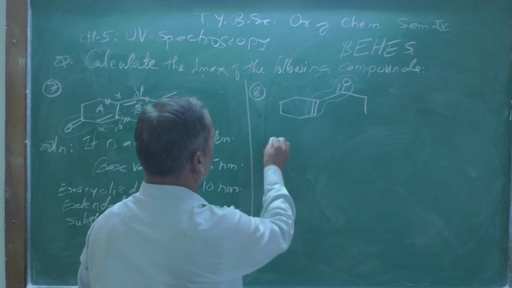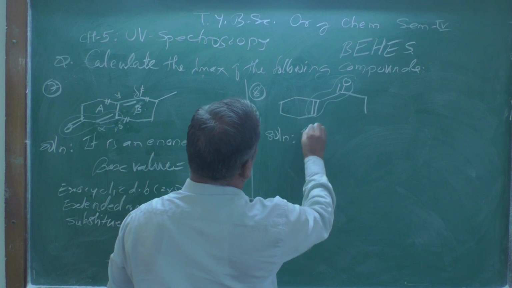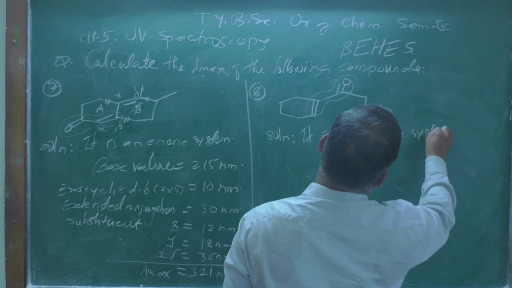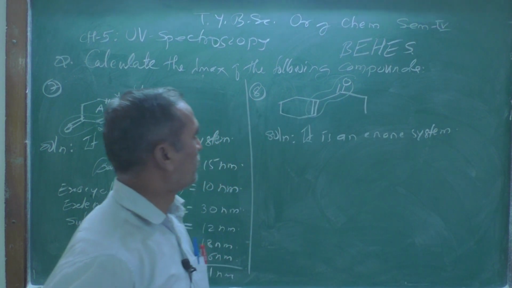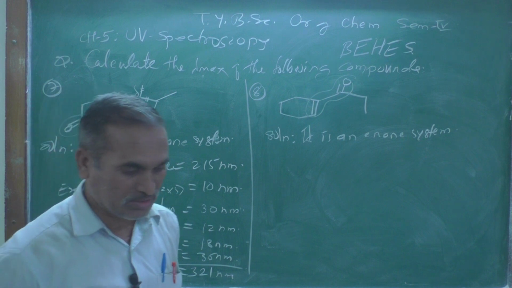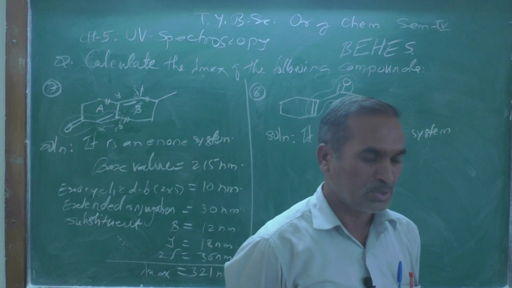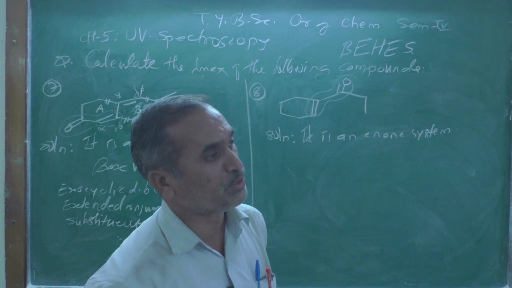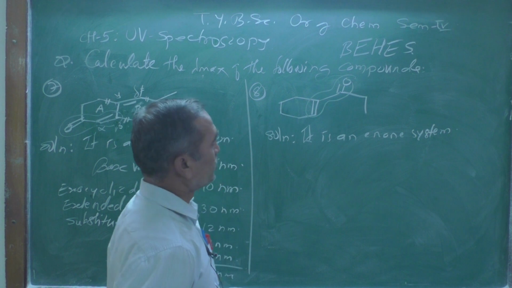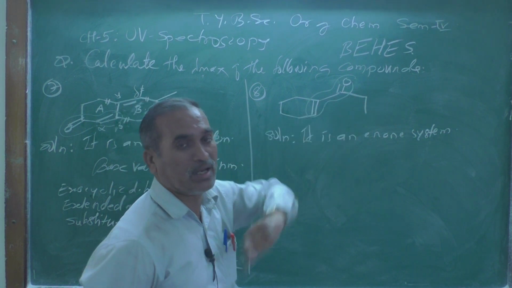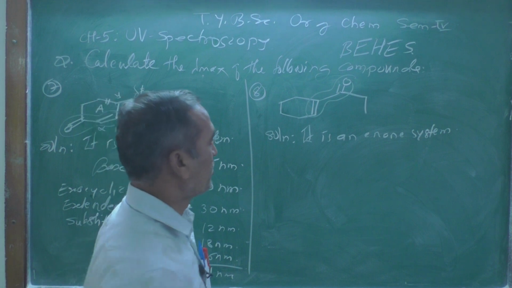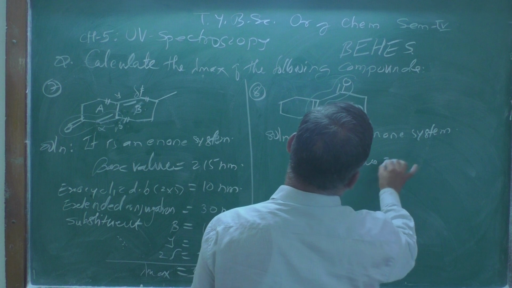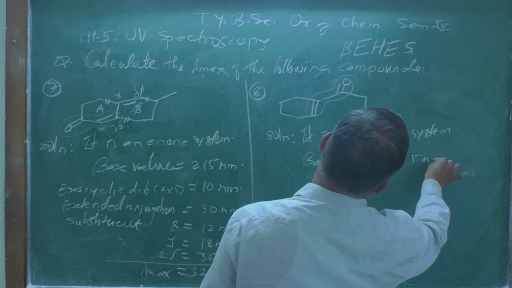So you can write down here, solution. So it is an enone system. Once there is an enone system, there are 3 base values: 215, 202 and 207. Which one should we consider here? Look at this carbonyl group. There is an alkyl group substituent. So the base value should be 215 nanometer, right?